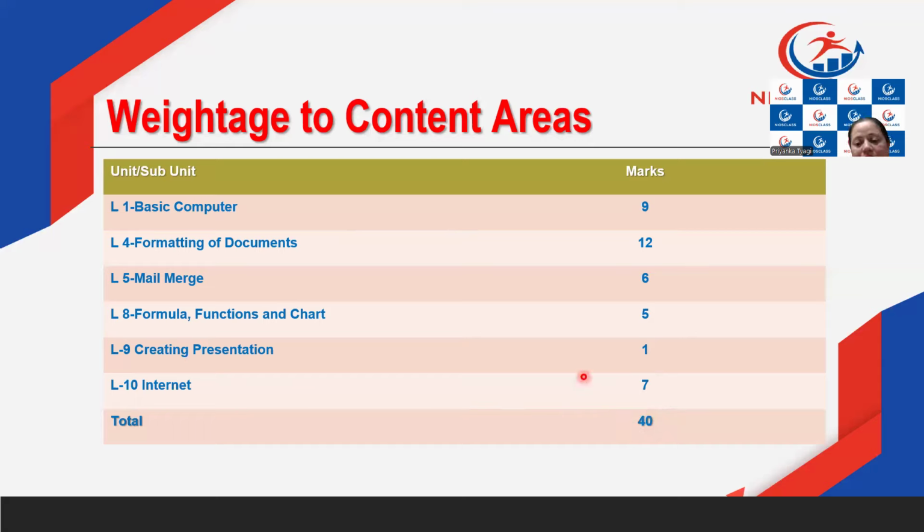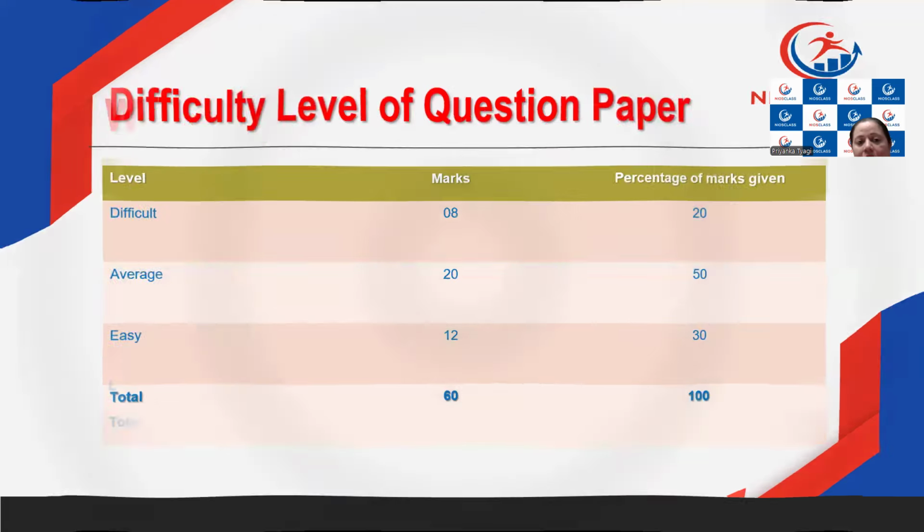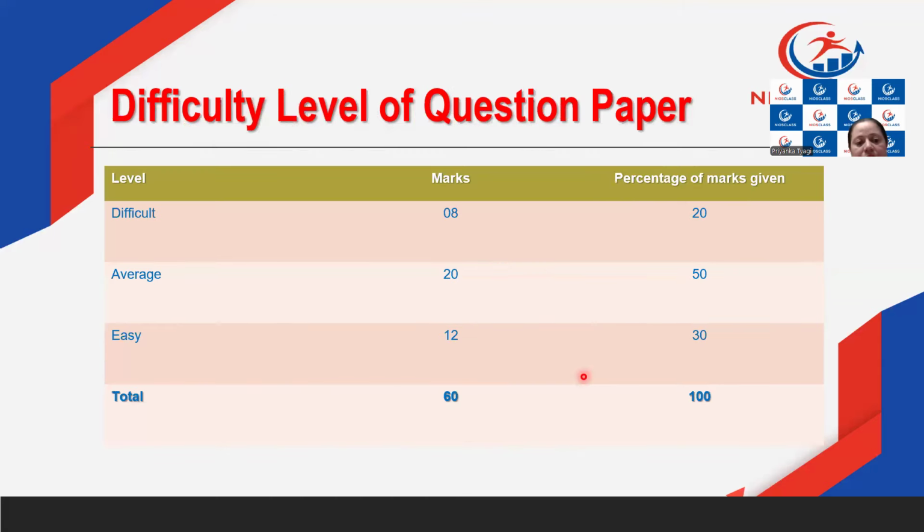Now you can see over here, the difficulty level of the question paper. Obviously, the examiner has to maintain the difficulty level, average or easy level, in the question paper. And not only in DEO, in every subject paper, as an examiner, we have to set the level of the paper, because every type of student is sitting in the examination. So difficult questions are of 8 marks, average questions are of 20 marks, easy questions are of 12 marks.